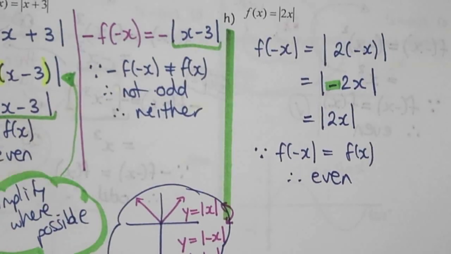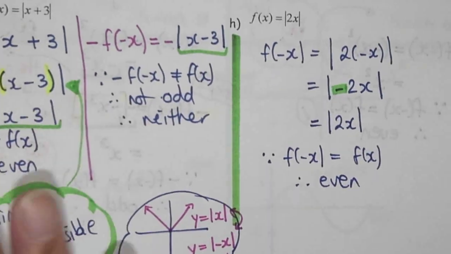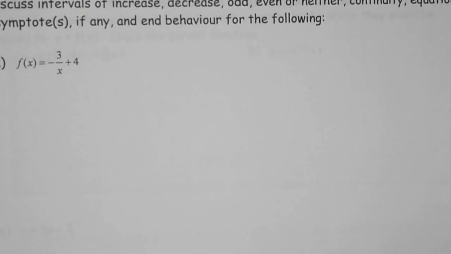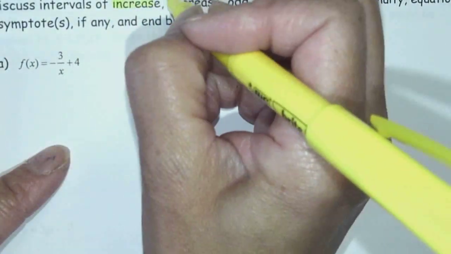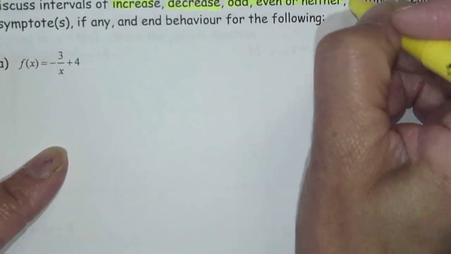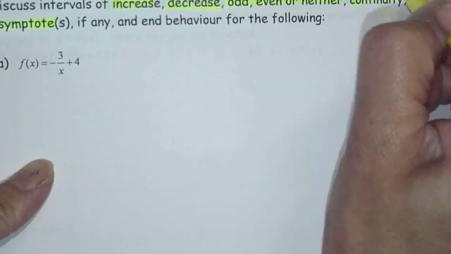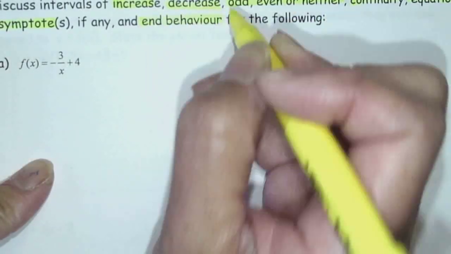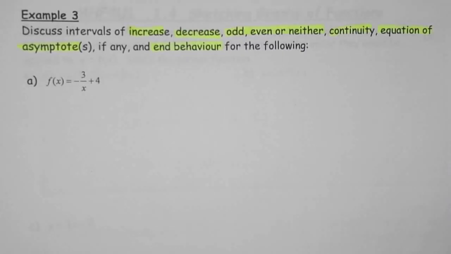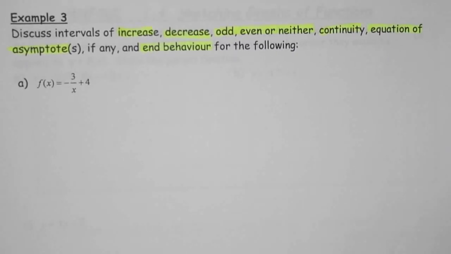Next page. No more clarification. Good. Next page. So let's try this now. This one here, I asked everything just to kind of summarize everything we've already covered. So we're doing increase, decrease, odd, even, neither, continuity, equation of asymptotes, and end behavior. Everything that we covered so far, we're going to look at in this question.